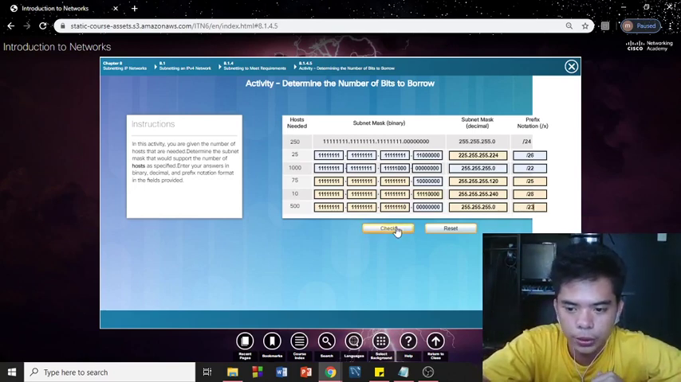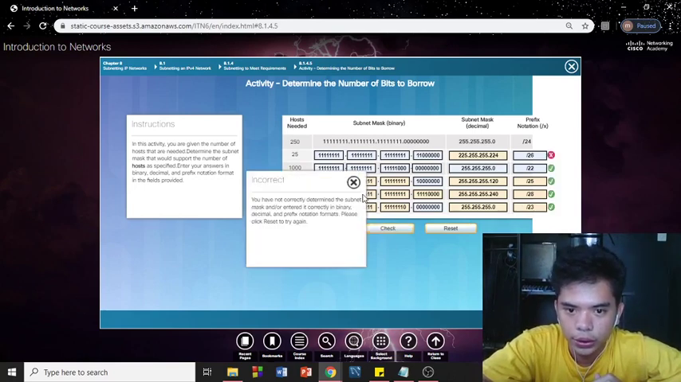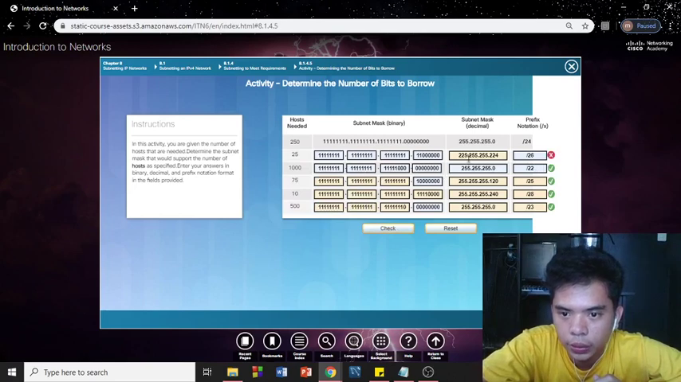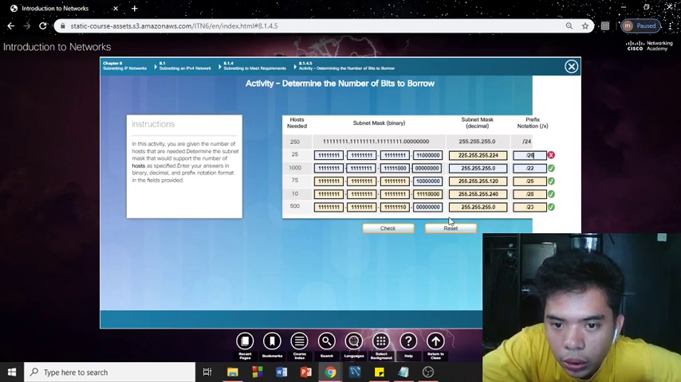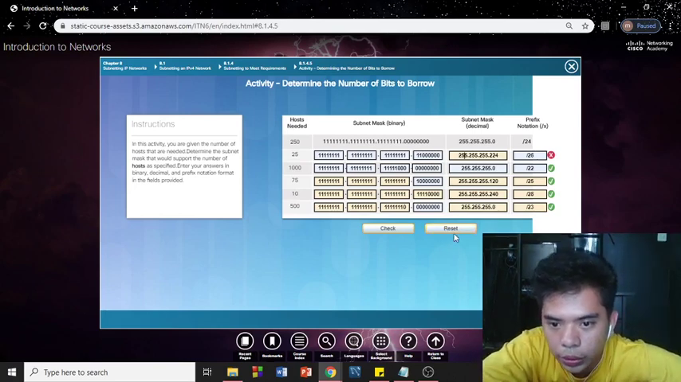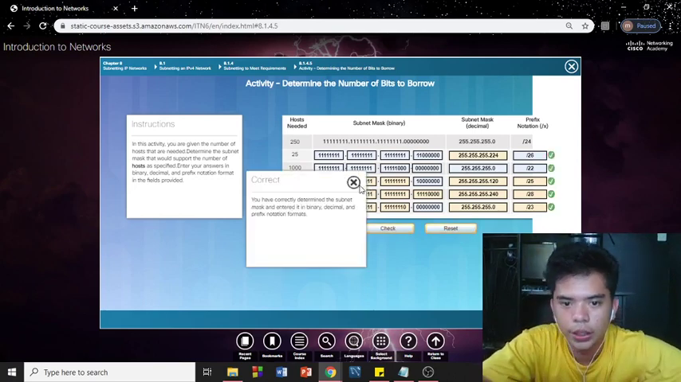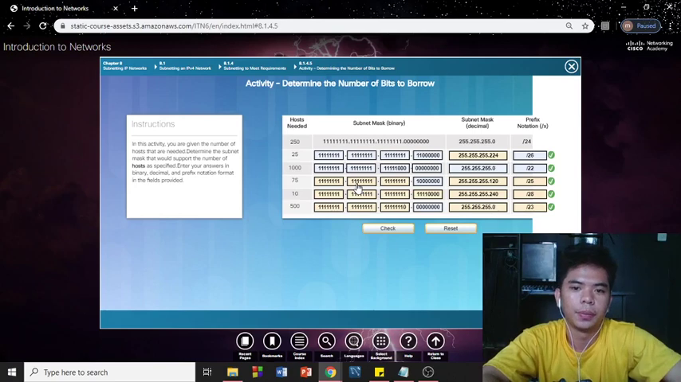So if we check it, the one is incorrect. Why? Because it's 26. All 1, all 1. So in this it is 1 1. So it's 16, 24, 25, 26. Reset and check. And that is all for our determine the number of bits to borrow.